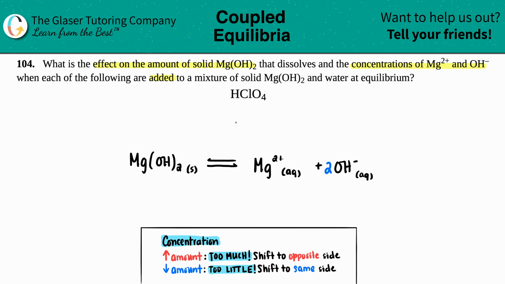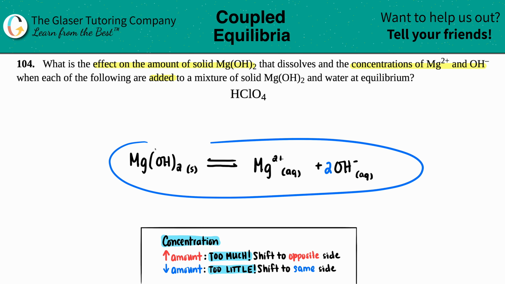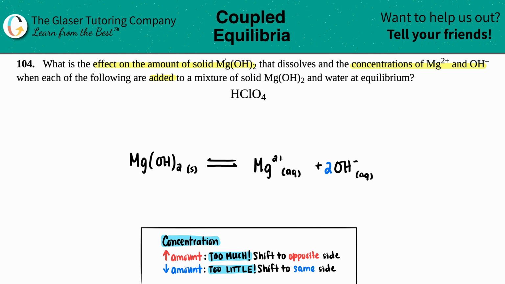Well, the first thing is that I already wrote out the balanced equation for what happens when solid Mg(OH)2 dissolves into its ions. If you have any questions about how I made this, please check out number 104A. It will make more sense there. But we're just going to get right into it.